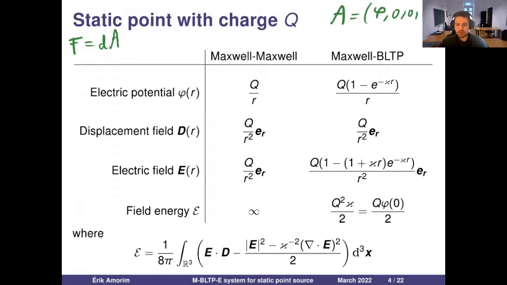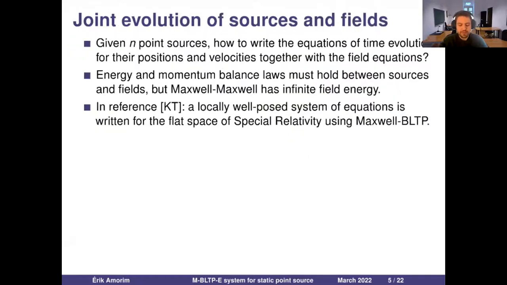All right, so take this here above with a grain of salt. I don't remember if this is a phi or minus phi as one of the components of A, but not so important. All right, so this was now the work of my advisors, still in flat space. If you have n point sources, the question now again, how do you write equations of motion, equations of time evolution for their positions and velocities together with the field equations?